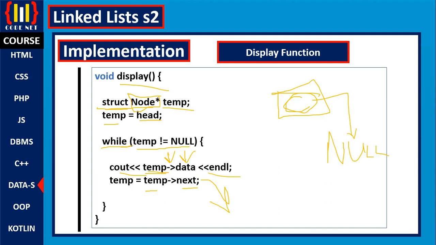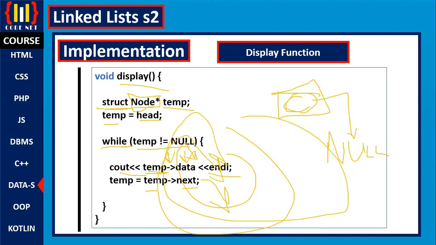So if this evaluates to true, this will come back and happen again. If this works, then this will come back and happen again. This process continues until we reach the point where we understand that, okay, temp next is equal to null, then of course it will terminate and the process will end.